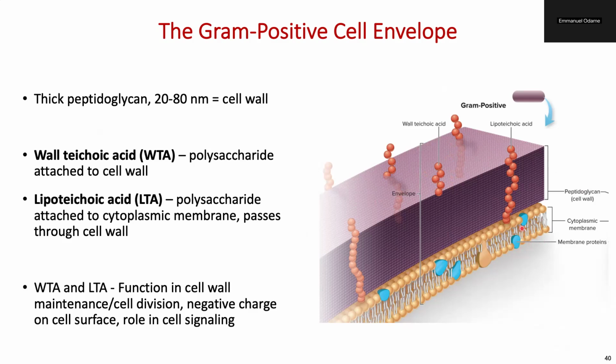Both the WTA and LTA function in the cell wall to help in maintenance. And because they are negatively charged on the cell surface, they also play a role in cell signaling.